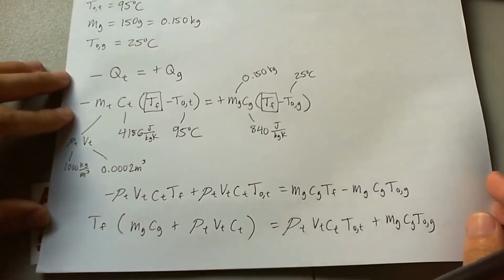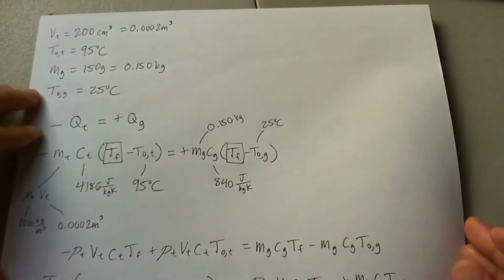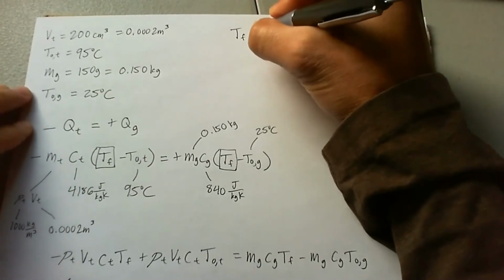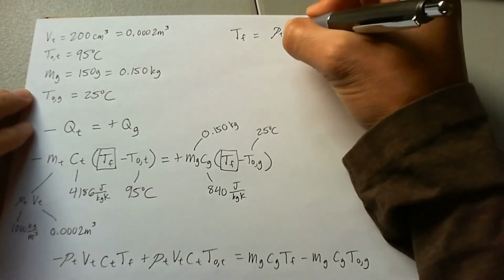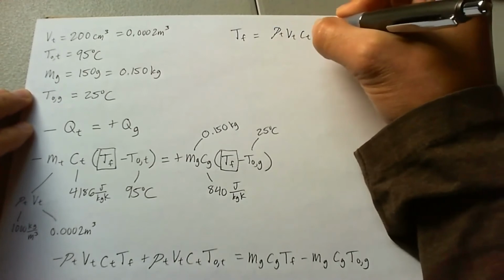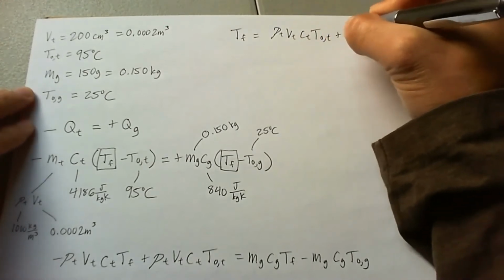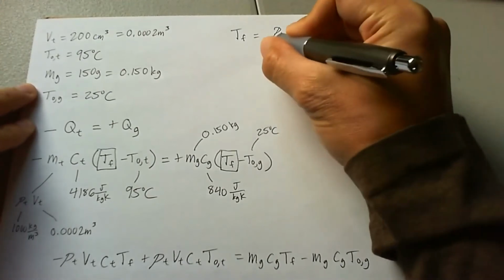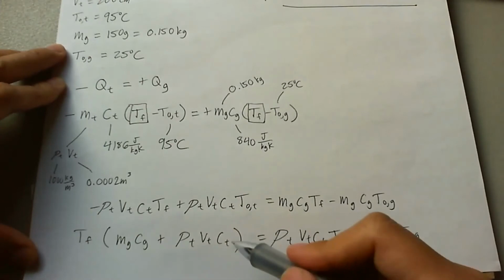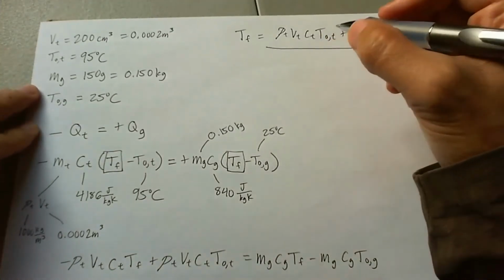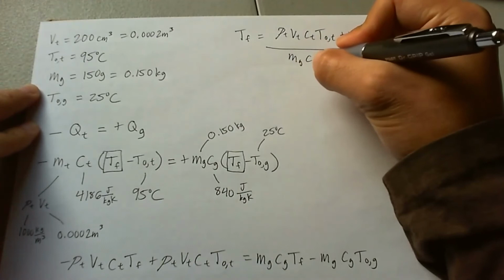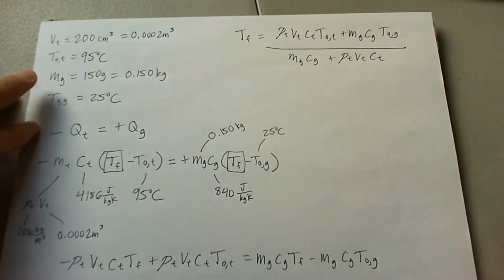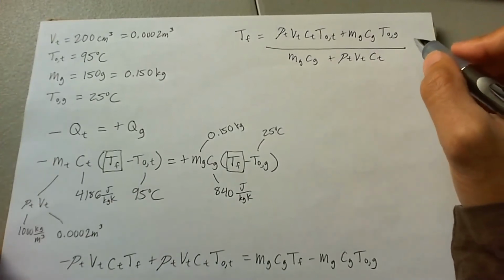Okay, now going up to greener pastures up here, let's isolate T final once and for all. TF is thus equal to rho T, VT, CT, T naught of T, plus M glass, C glass, T naught of glass, all divided by what's in the parentheses over here to the left as we bring it over to the right. It's going to be M glass, C glass, plus rho T, VT, CT. And hopefully I wrote that all down right. Let me check real quickly.